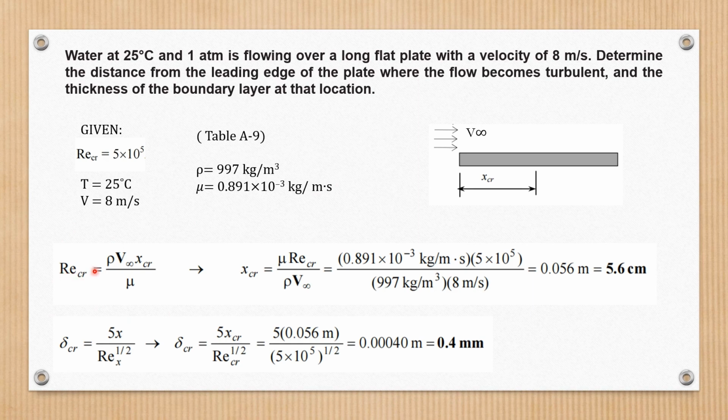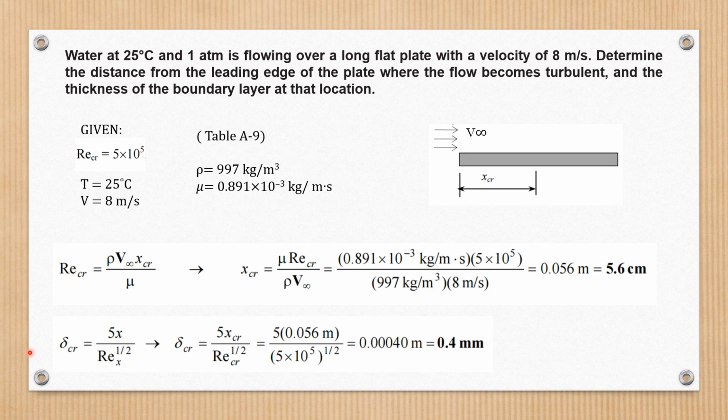So we have here this equation. Reynolds number at the critical point is equal to the density times the velocity infinity times the distance at the critical point over the viscosity. Since we are asked to determine the distance from the leading edge of the plate, the equation will become like this. The distance at the critical point is equal to the viscosity times the Reynolds number at the critical point over the density times the velocity infinity. With this equation, we can now find the distance. Just substitute all the given values and plug it in your calculator and we will get 0.056 meter. So we're going to convert it into centimeter and we will have 5.6 centimeters.